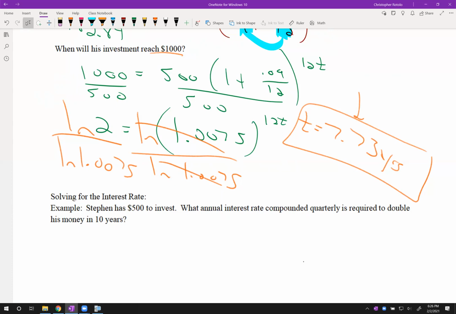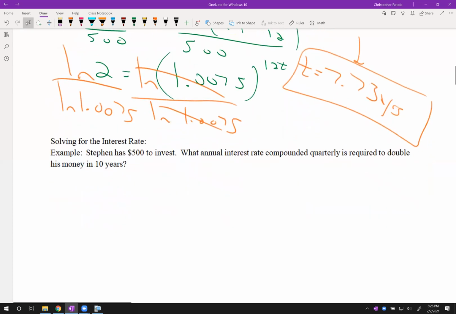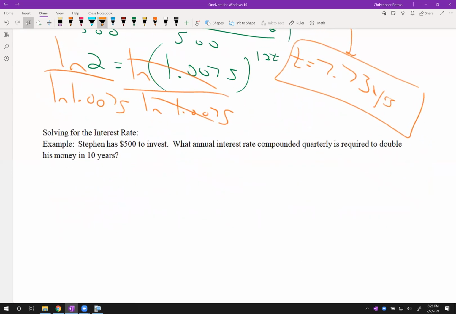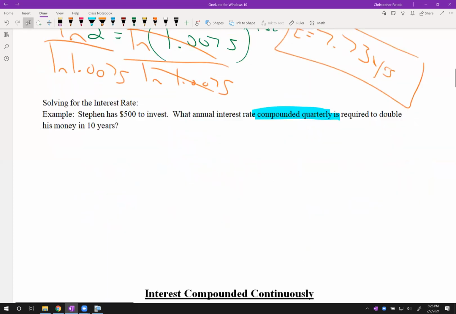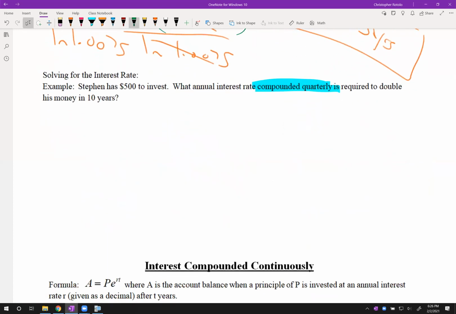Now we can make these equations a little bit tougher to solve. Okay, so we're going to deal with the same thing this time. Vocab I'm going to highlight is compounded quarterly. All right, so we're going to change out this 12 and 12 into a 4, right? Because 4 quarters. Okay, so let's not get that mixed up at all. I hate when I do that.